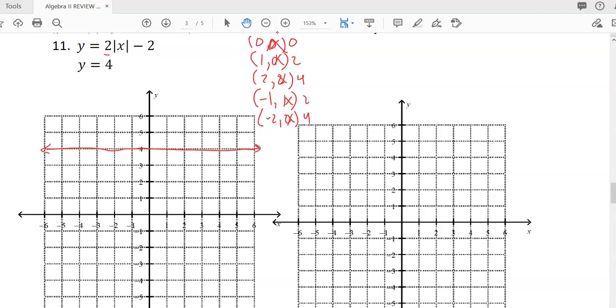So I'm going to plot those points. So those 5 points would be 0, 0, 1, 2, 2, 4, negative 1, 2, negative 2, 4. And every one of those points gets moved down 2 units. So this one moves it down. Remember that first one's a vertical stretch. So I'm going to go down 2, down 2, down 2. This one goes down 2 to there. This one goes down 2 to there.